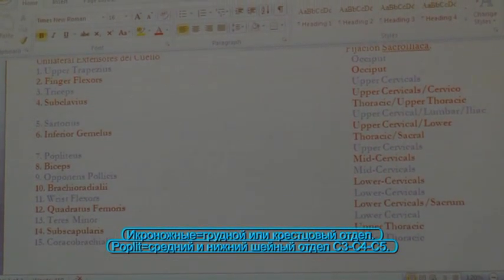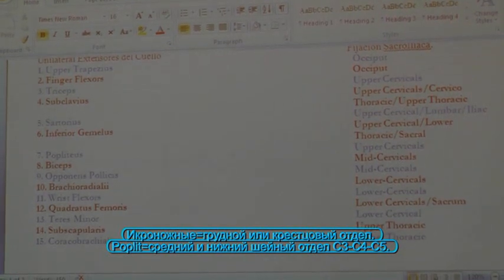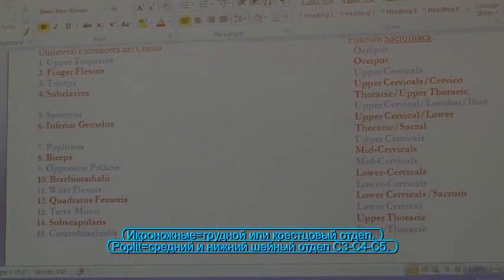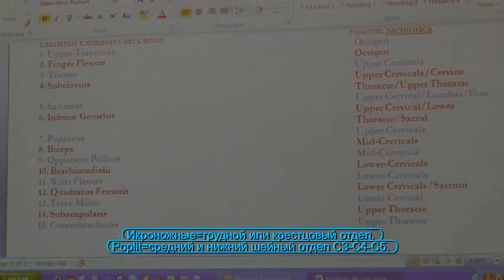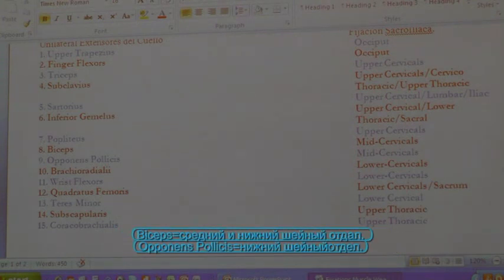Gastrocnemius is related to thoracic sometimes or sacral sometimes. Popliteus is between the middle and lower cervical, between about C3, C4, C5.